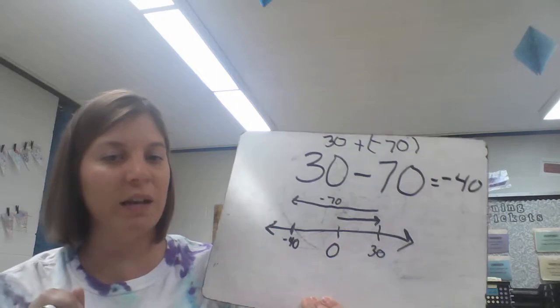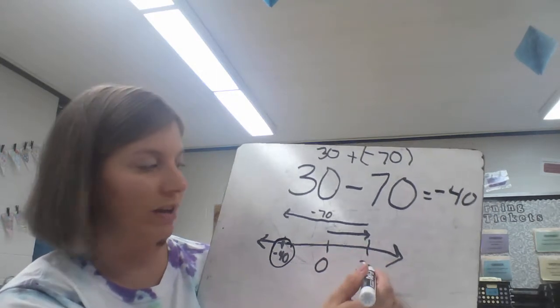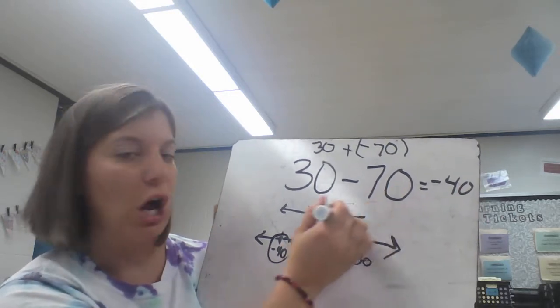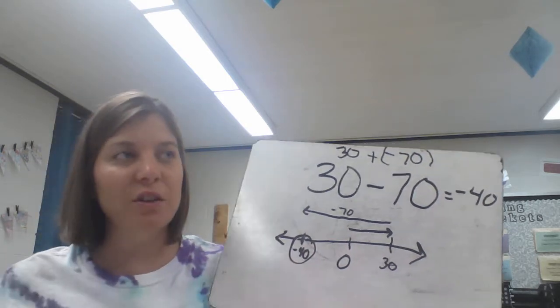So that's how we do that quick sketch number line. Remember, your first number is where you put down where you're going. The second number is how long that second arrow is, and where it stops is your answer, and I circled it. So that's a quick review on a quick sketch number line.